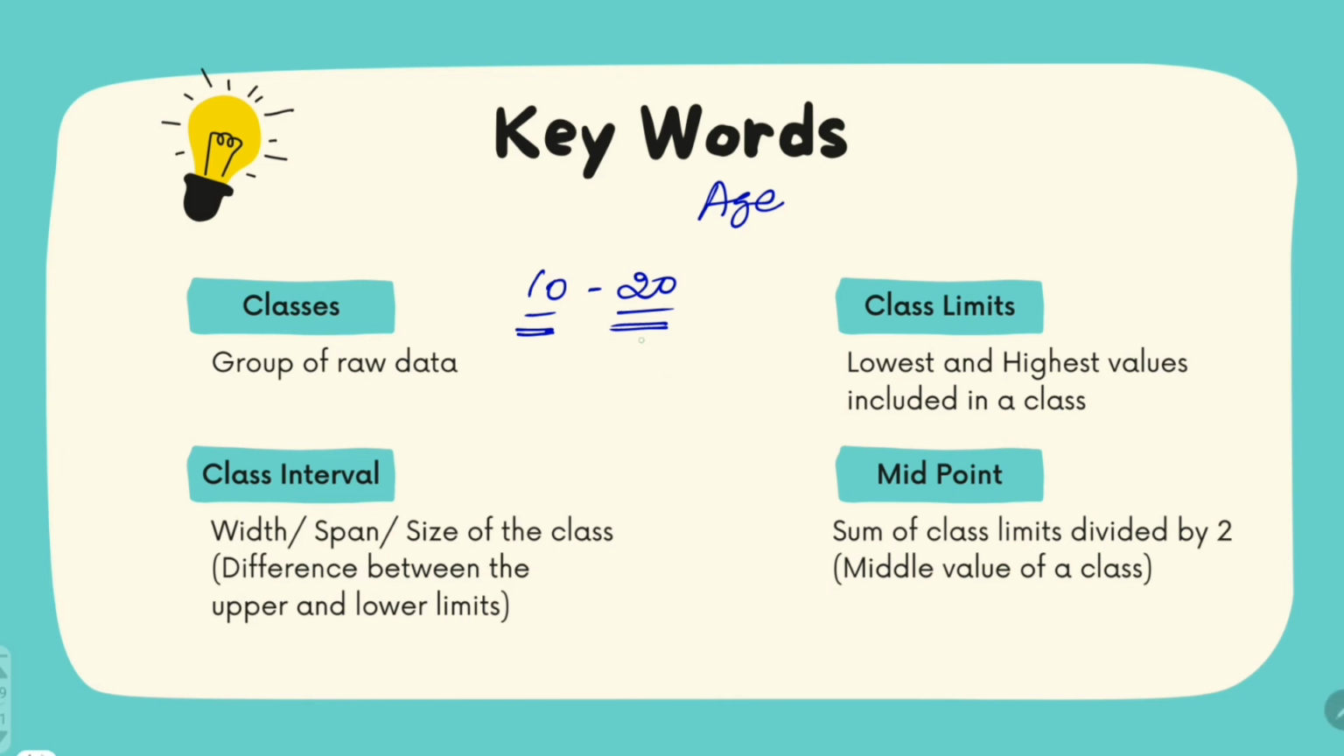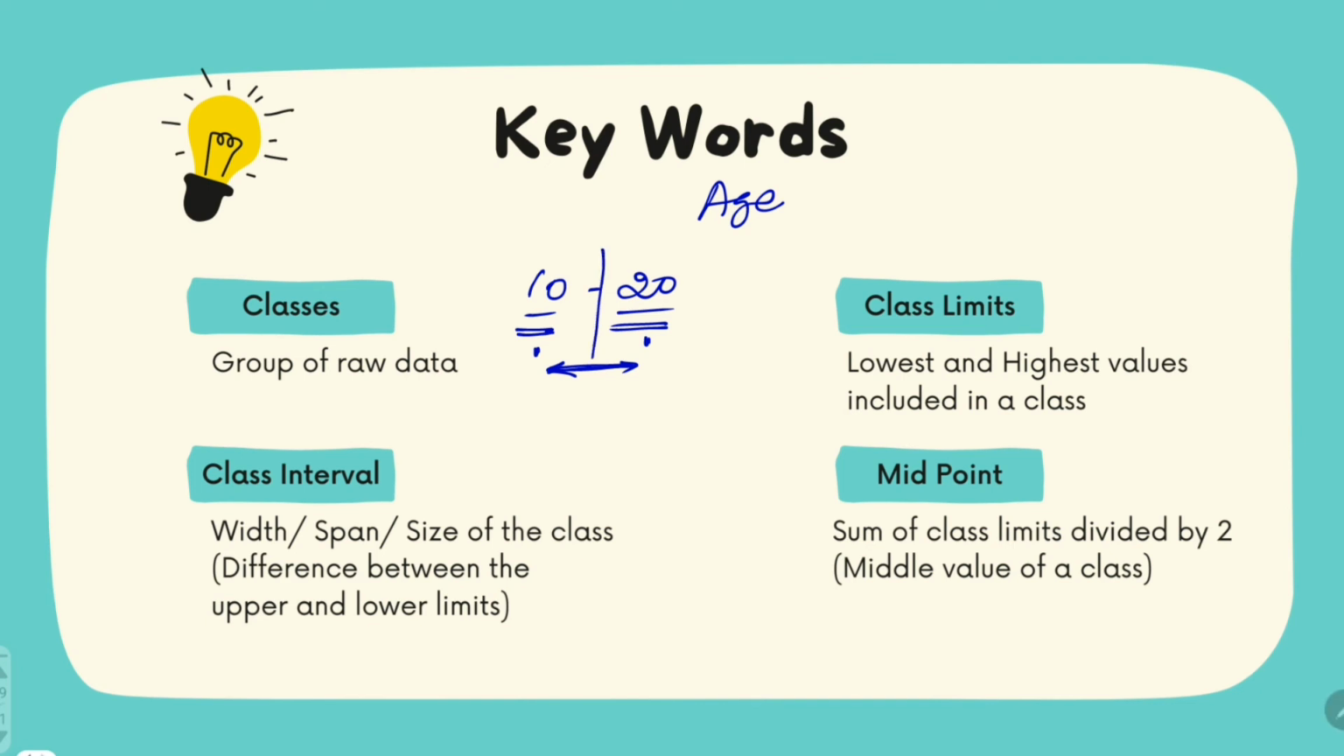And the difference between this upper and lower limit is your class interval. That is the width of the class. How much can your class accommodate? How much age can your class accommodate? That is your class interval.